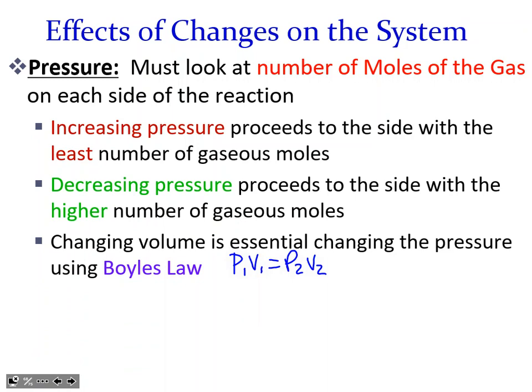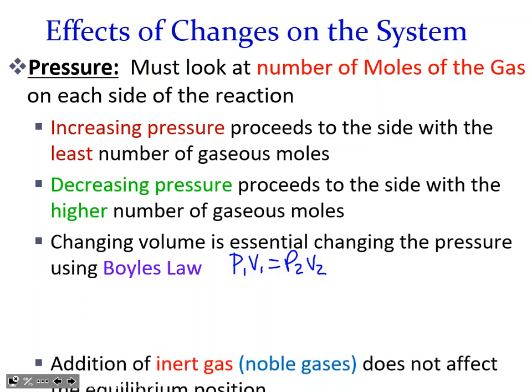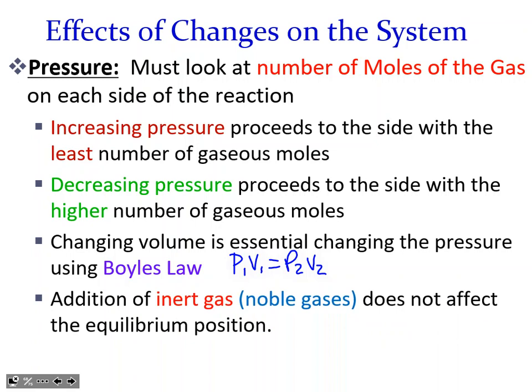There is one more added trick to this, where they throw this in for AP. They could add in an inert gas, which would be like a noble gas. What does the word inert mean? Non-reactive. So it's not going to react with anything in the equilibrium system. These gases, noble gases like helium and argon and neon, are not going to actually react with anything. So there will be no effect on the equilibrium position at all.